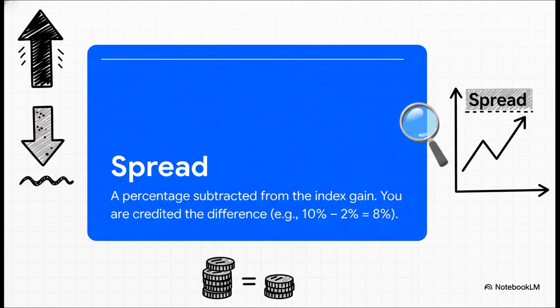The easiest way to think about this is like a small fee that's taken directly from the index's gain. So if the index goes up by 10% and the spread is 2%, the insurance company just subtracts that 2% and credits you the rest, in this case, 8%.